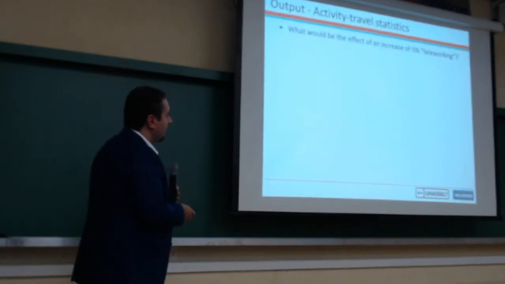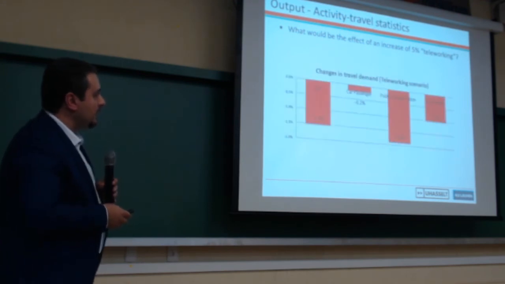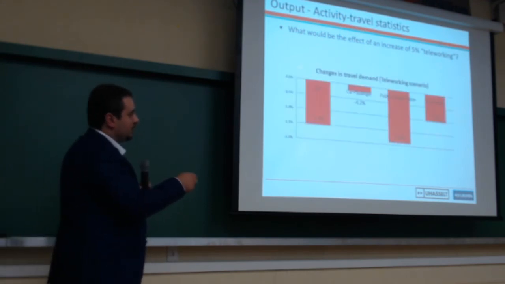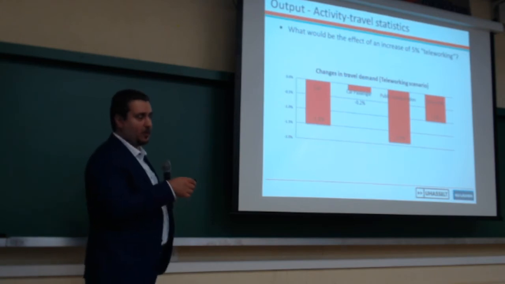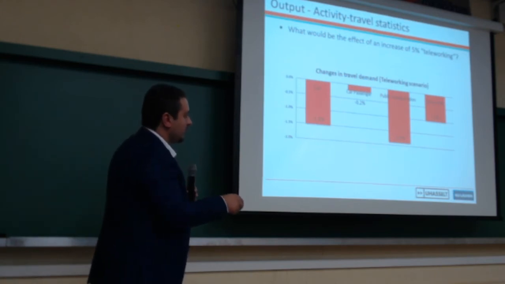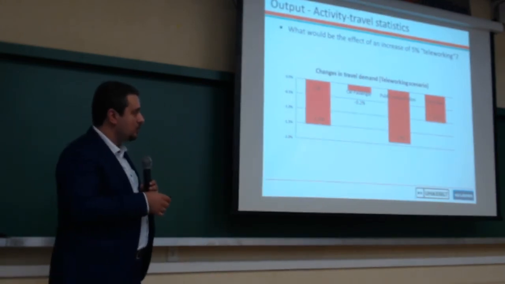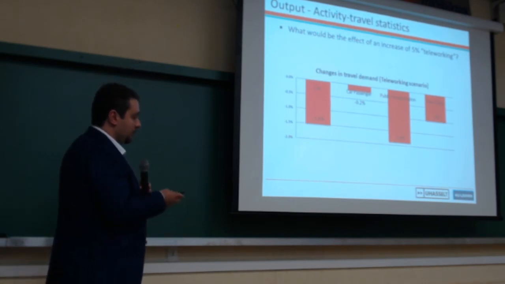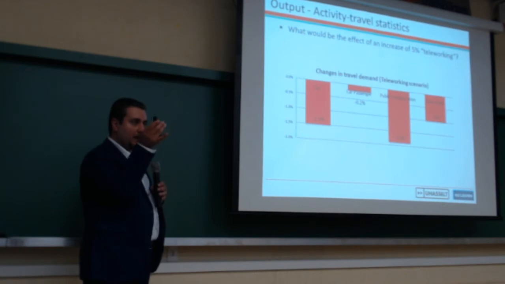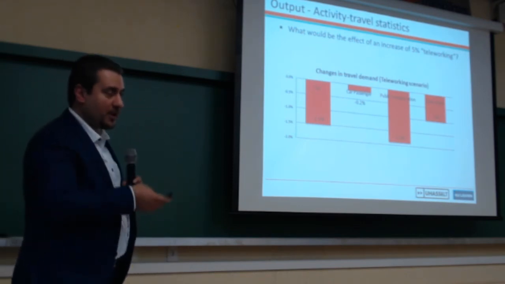Another example is the effect of 5% teleworking. As you can see, changes in travel demand look like this. For cars, there will be a 1.5% reduction. For car passengers, it's less, just 0.2. Public transportation sees the greatest reduction, by almost 2%. And then slow mode or active mode by 1%. Right. So these are some sort of, I would say, macroscopic changes.